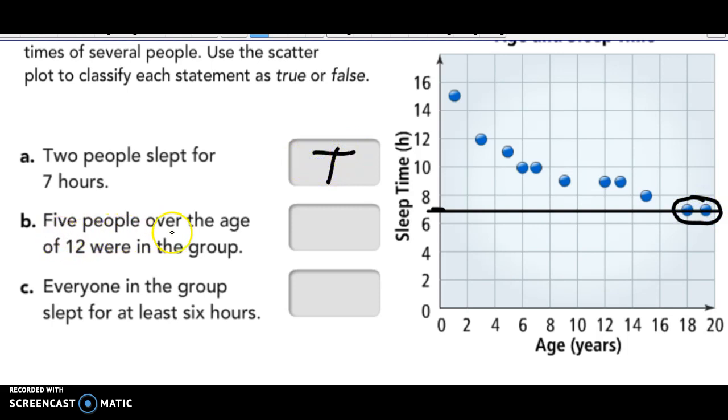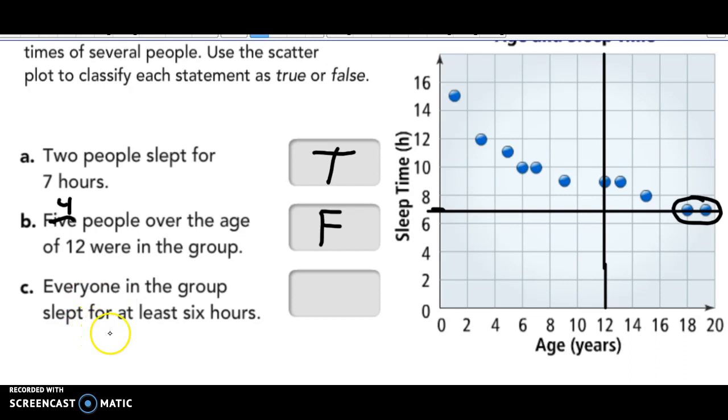On part B, 5 people over the age of 12 were in the group. So as I look at the ages, here's 12. I'm going to draw a vertical line here and see how many people were past this line. This is saying 5 people were over the age of 12. And I see that I have 1, 2, 3, 4, 5 points here, but this point appears to be on 12 exactly. So this person appears to be 12 years old. So I don't think we could say that 5 people were over the age of 12 because this point was actually a person who was exactly 12. So only these 4 points are actually over age 12. So we'll say false, because that should have been a 4.